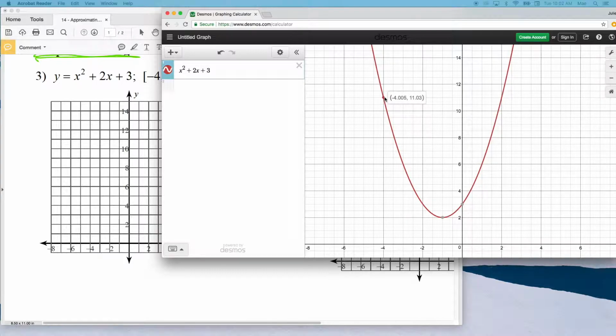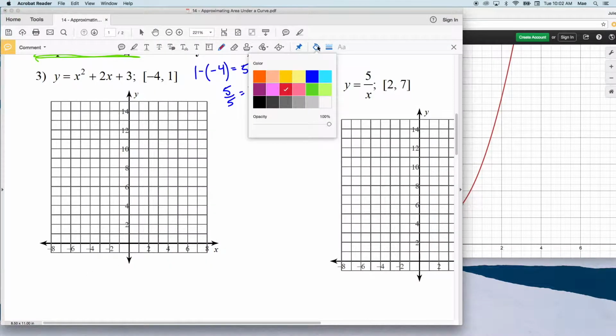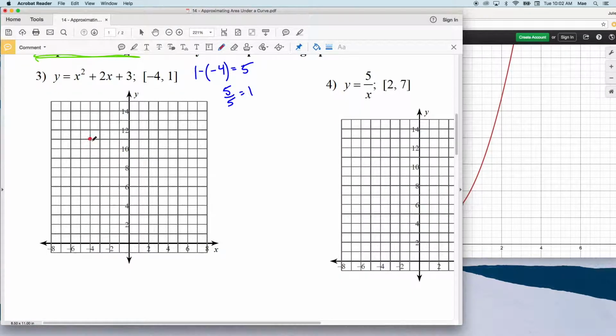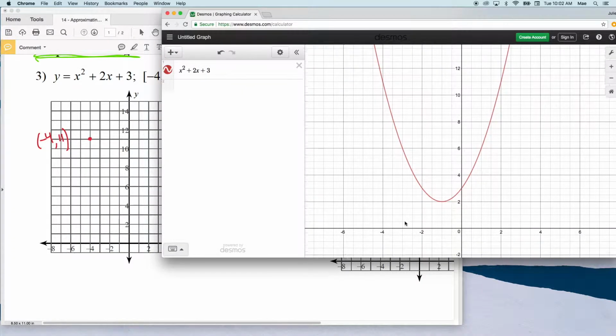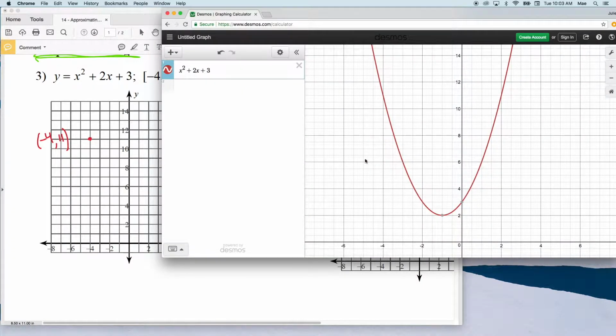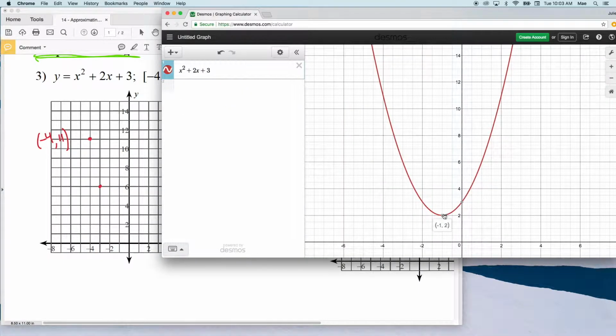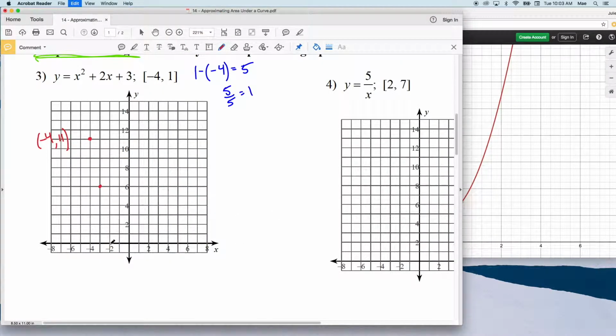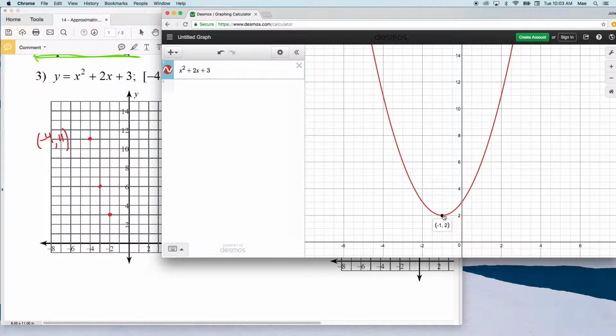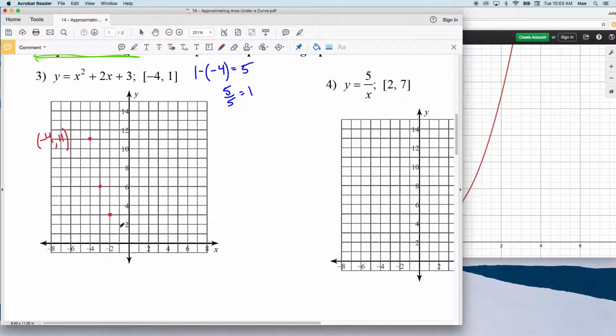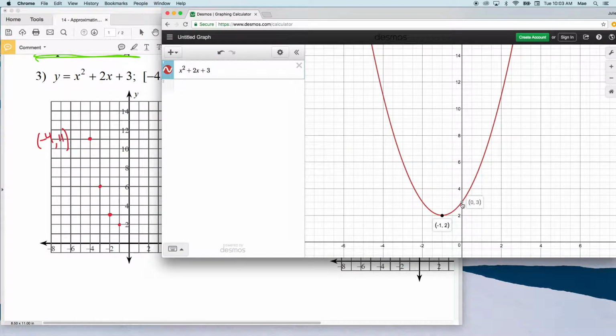One point is negative 4, 11. So we'll have negative 4, 11. Next, I'll do negative 3, which is negative 3, positive 6. So negative 3 in the x, positive 6 in the y. Then I'll do negative 2, which is negative 2, 3. So negative 2 in the x, positive 3 in the y. Then we can see we have a minimum at negative 1, 2. And then at 0, we're at 3.